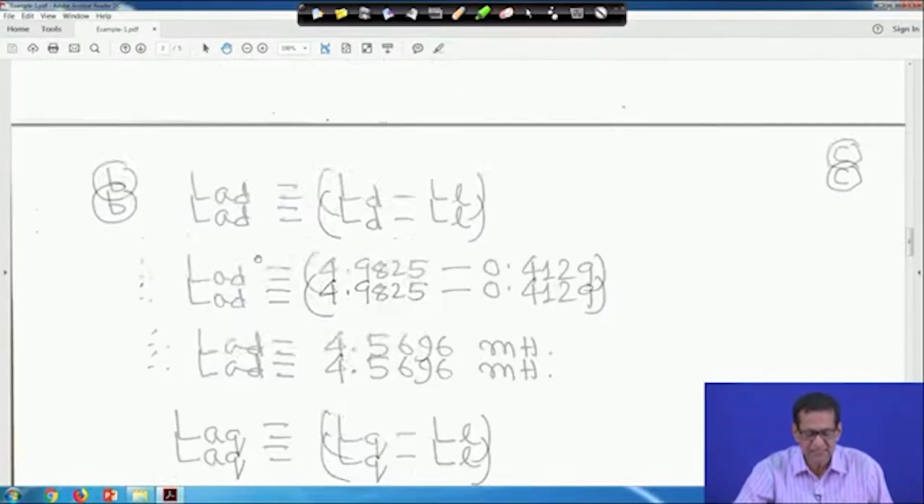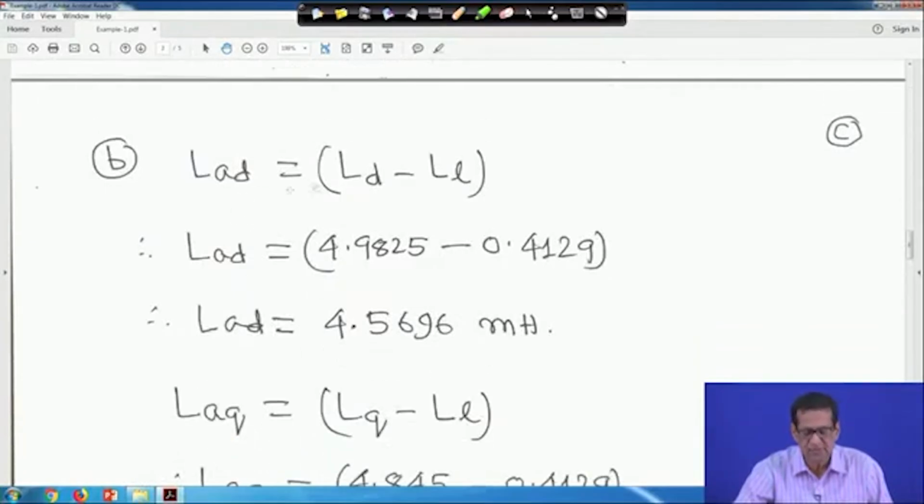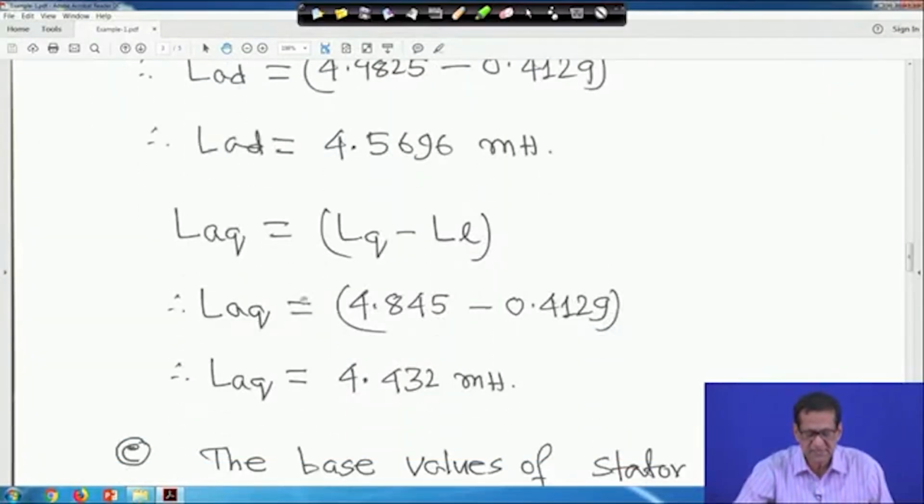Now part B, it has been asked to find out your LAD and your LAQ. LAD is equal to LD minus LL, this we have already seen. Therefore, LAD is equal to 4.9825 minus 0.4129, so LAD is equal to 4.5696 millihenry. Similarly, LAQ is equal to LQ minus LL, so LAQ is 4.8451 minus 0.4129, which is 4.432 millihenry. Straightforward, you only have to put those data in the formula.